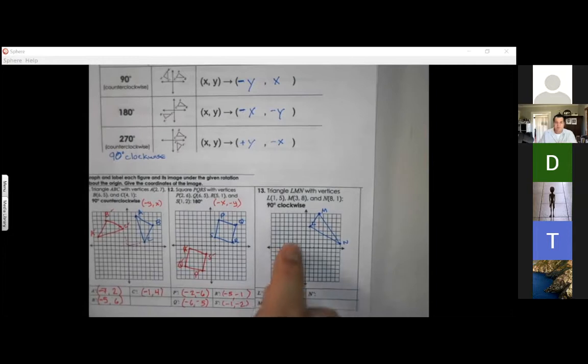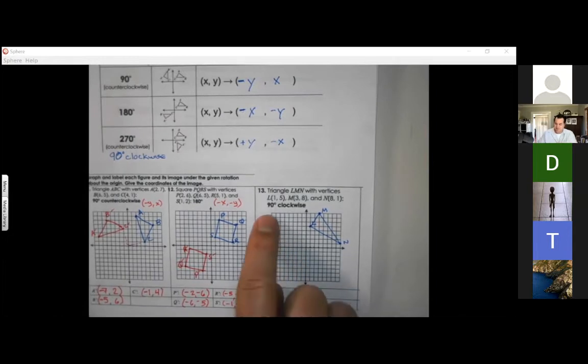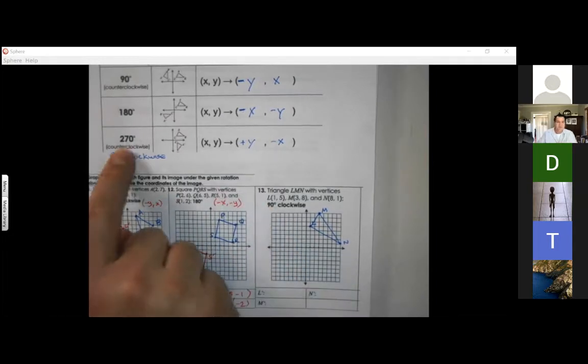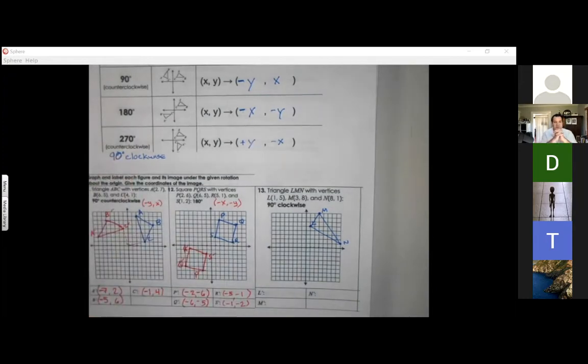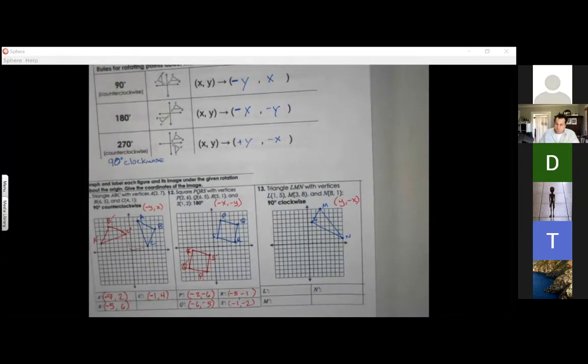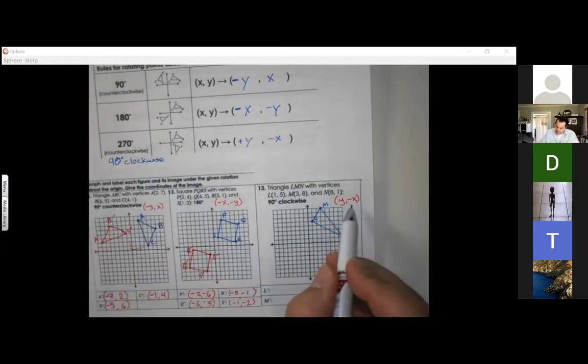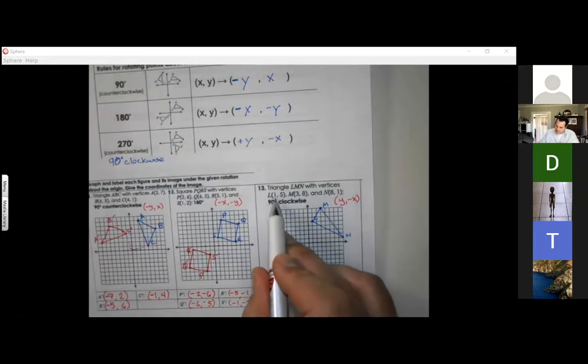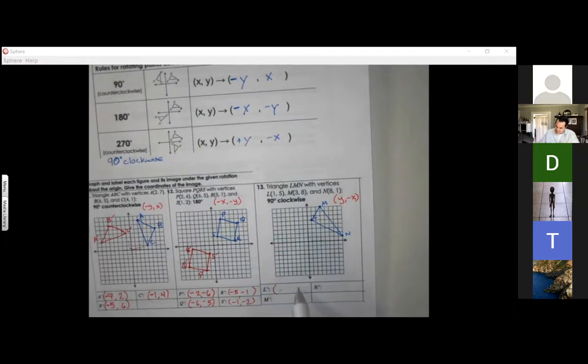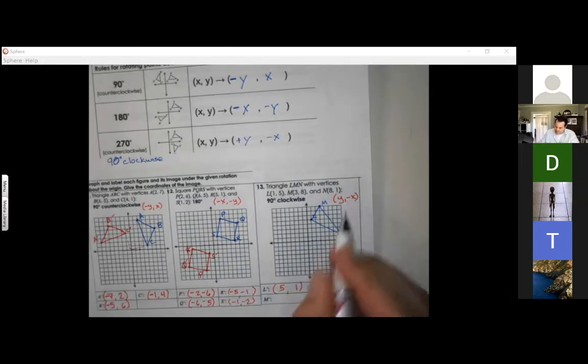Okay, why don't you try this one yourself now, please? Notice that it says 90 degrees clockwise, which is this bottom one. It's the same as 270 degrees counterclockwise. So because it's 90 clockwise, that's the same as 270 counterclockwise. So that's my rule. They're trading places. So instead of 1, 5, I want them to be in the opposite places, 5, 1. And the second one has to get a negative to it.